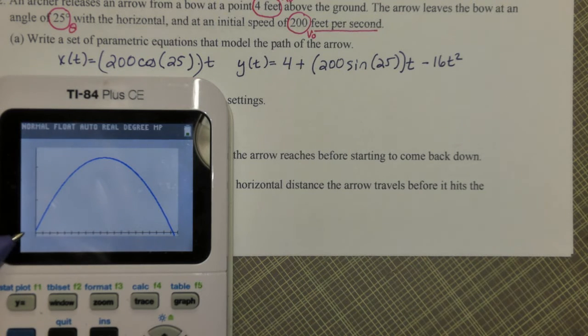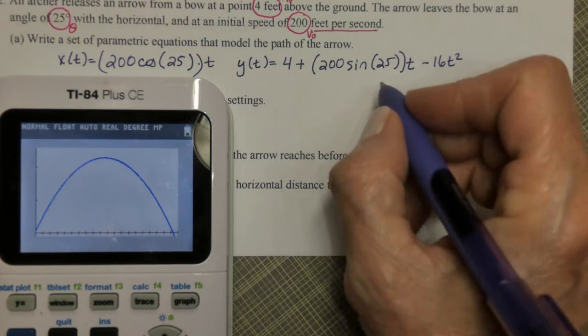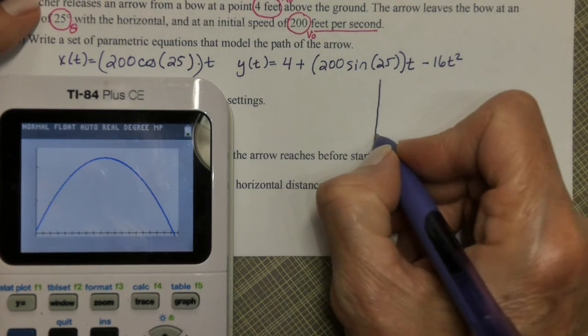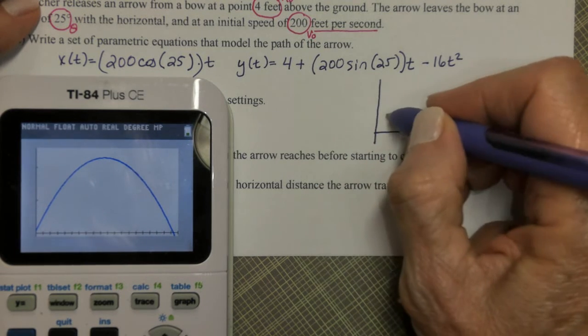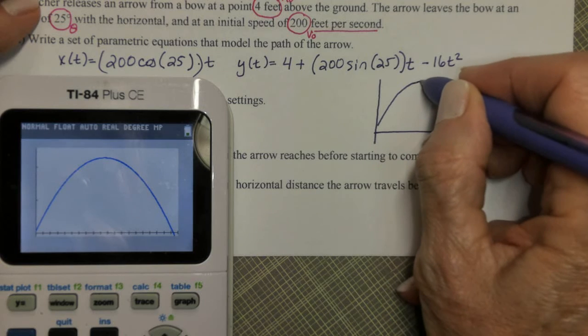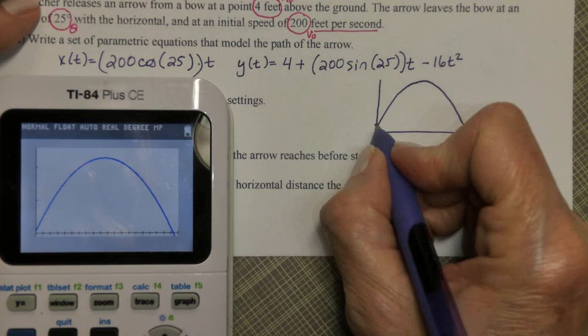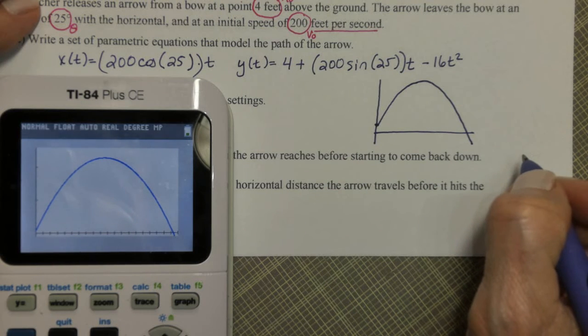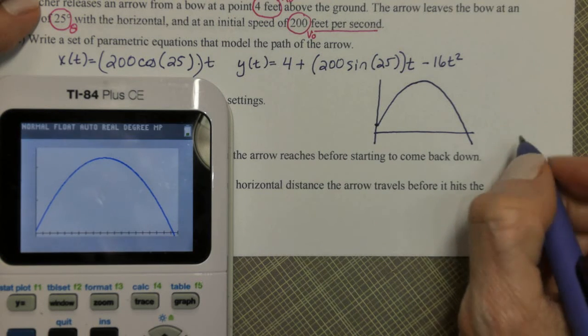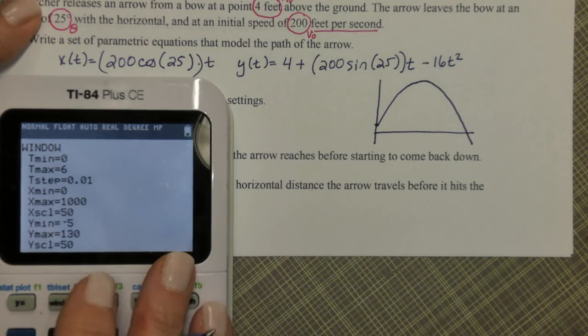Alright. Notice that this is starting a little bit above the origin because we're starting at 4. Okay? So know that. So I'm just going to copy my graph. Okay, noting that I'm starting above the origin. Okay? Let's write what our window is.